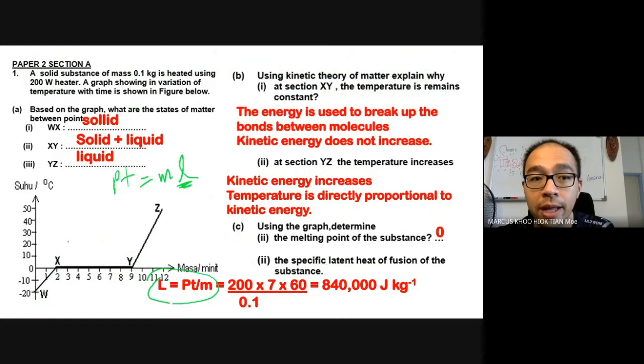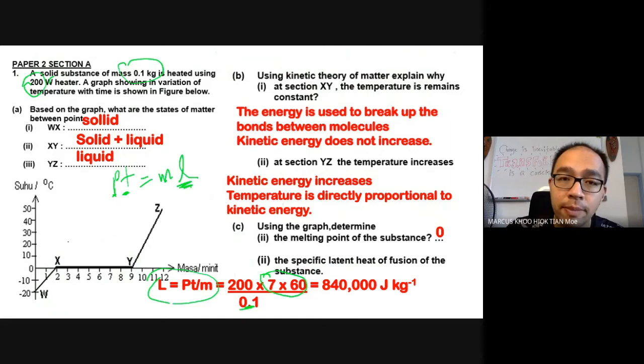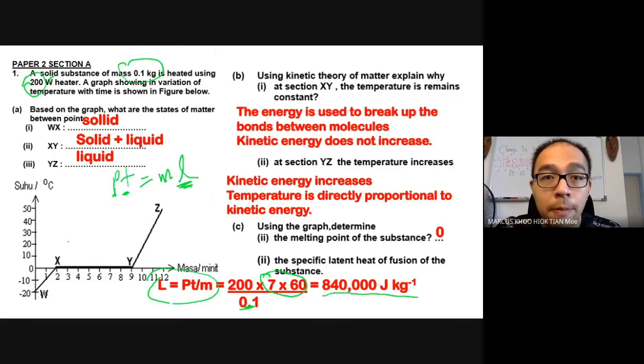We want to find the value of L. P is the power, 200. T is 7 minutes, but we have to times by 60 to change it to seconds. And then M is the mass, 0.1 kg. Remember, this is the power from the heater. The heat from the heater changed to the specific latent heat in order to melt the substance, to become liquid. So the specific latent heat is 840,000 joules per kilogram. Be very careful with this.